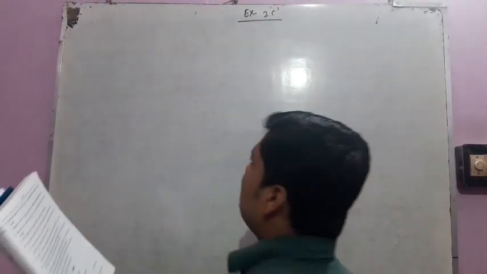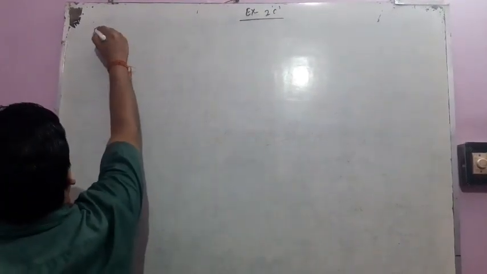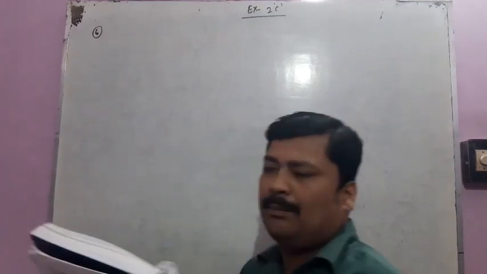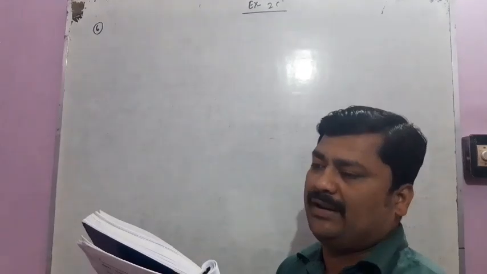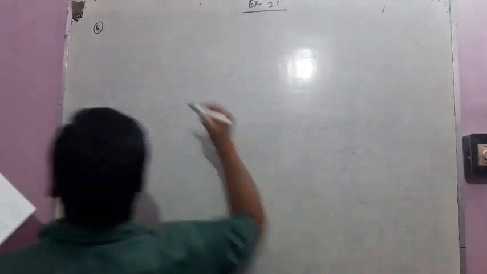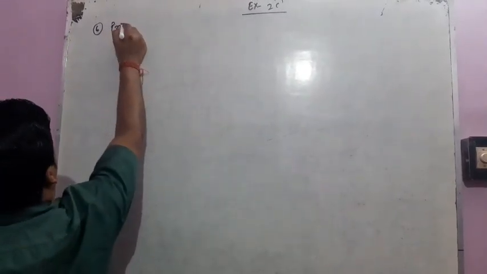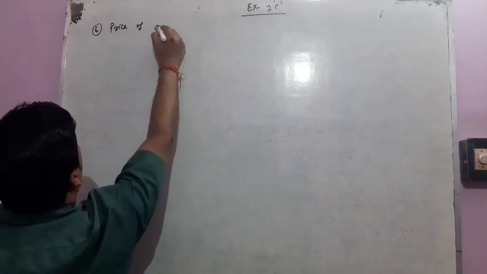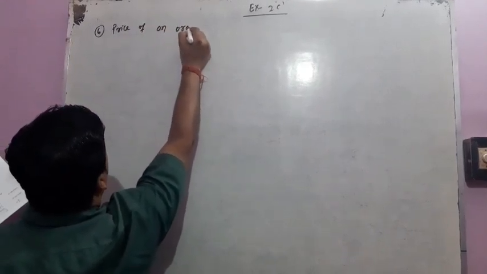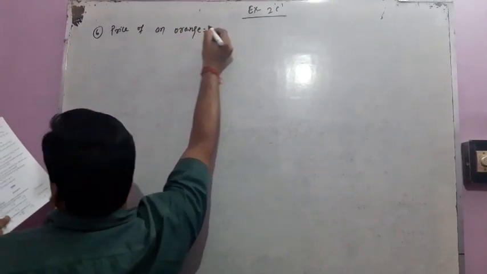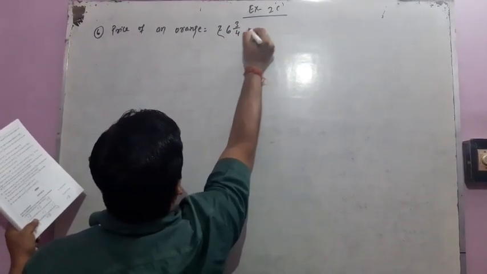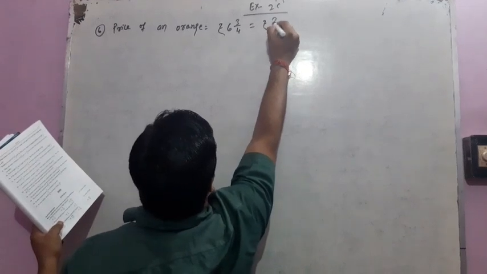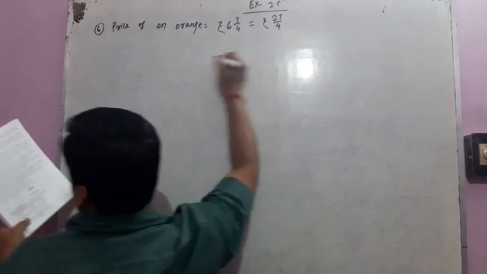Look at question number 6. Up to 5th number question we have already solved. By selling oranges at rupees 6 3 by 4 per orange. Price of one orange. Price of an orange, that is rupees 6 3 by 4, means 27 by 4 rupees.